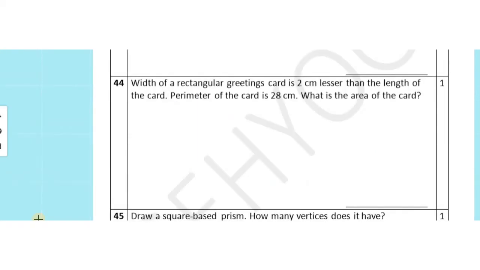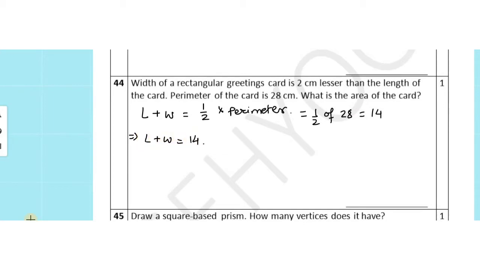In number 44, the width of a rectangular greeting card is 2 cm lesser than the length of the card. The perimeter of the card is 28 cm. What is the area of the card? So, the perimeter of the card is 28 cm, which means the length and width add up to half of the perimeter, because in calculating perimeter we take 2 times length and 2 times width. So, half of 28 is 14 centimeter. So, length plus width is 14 centimeter.